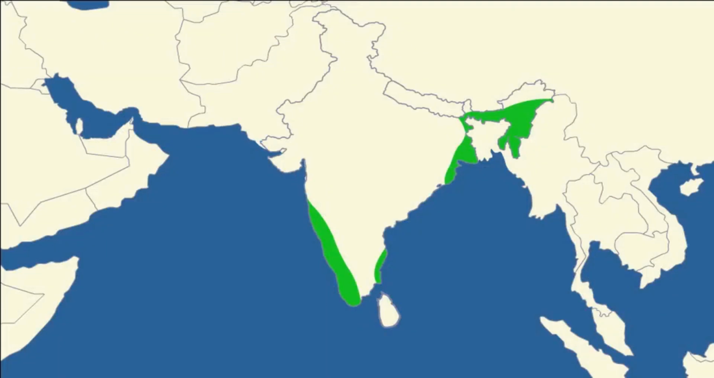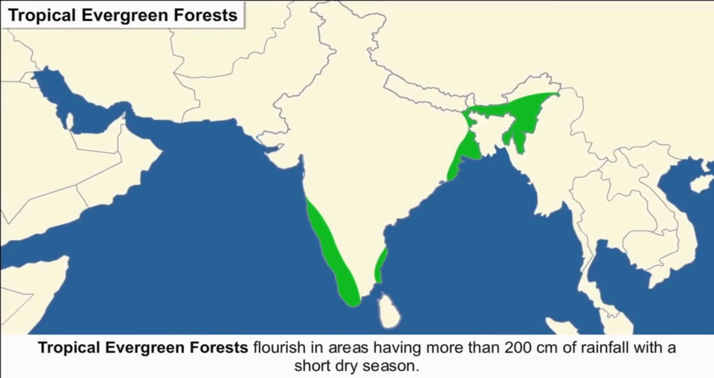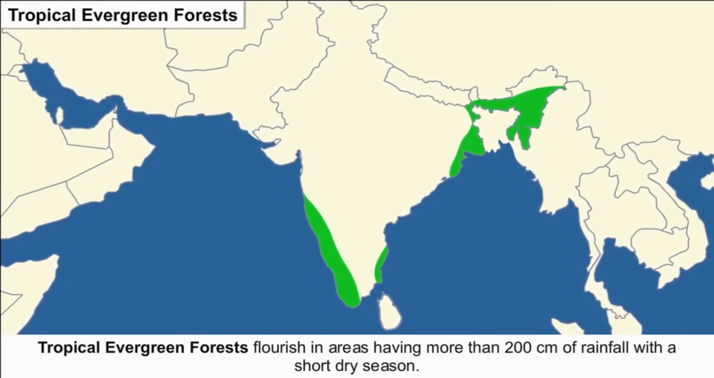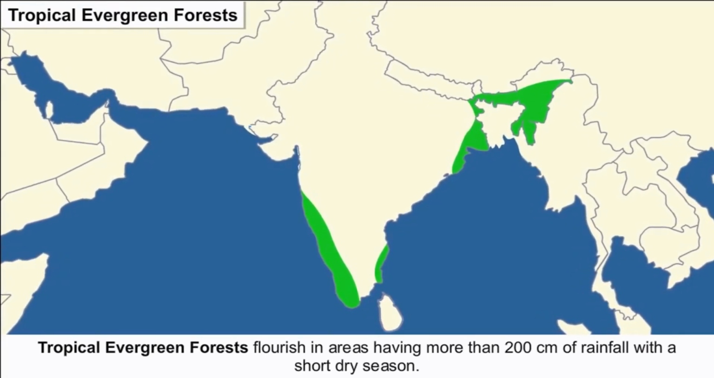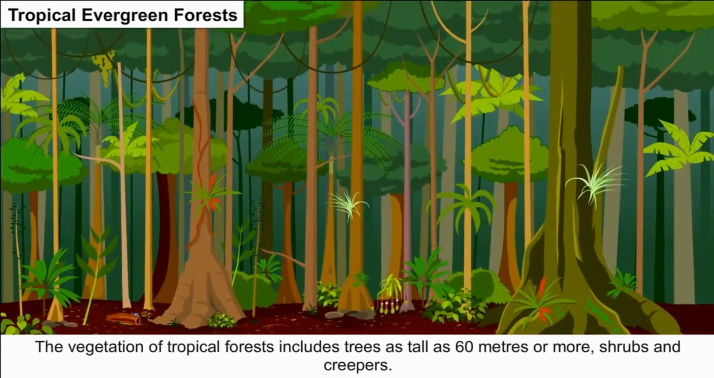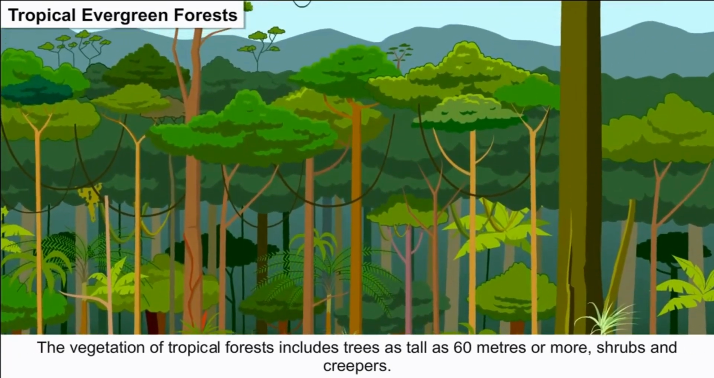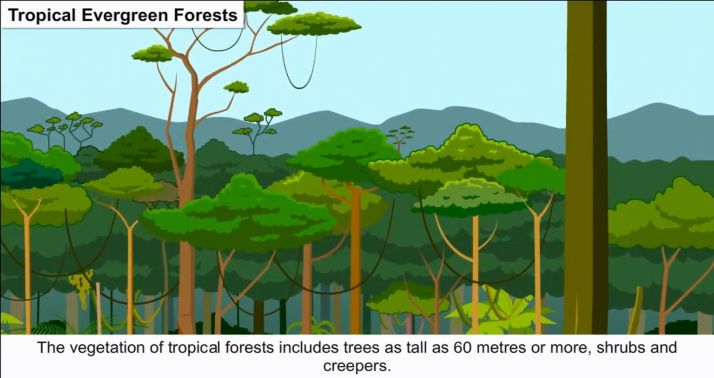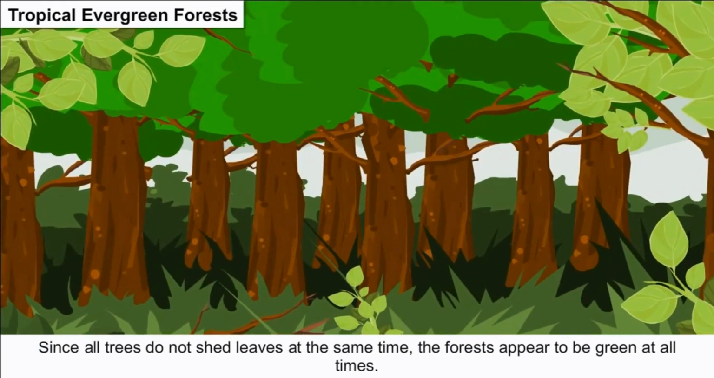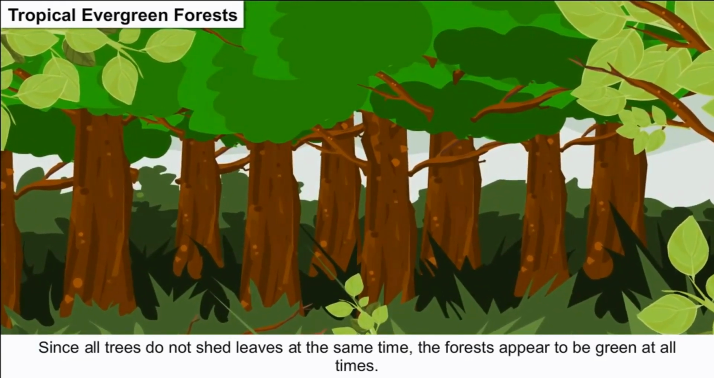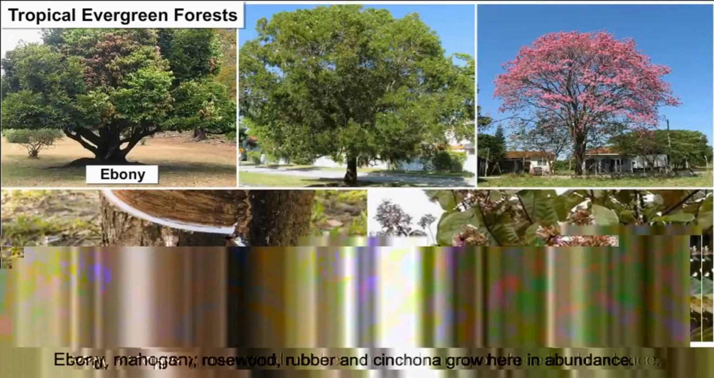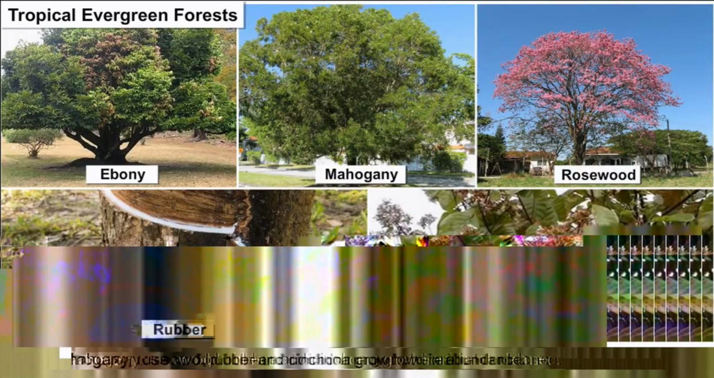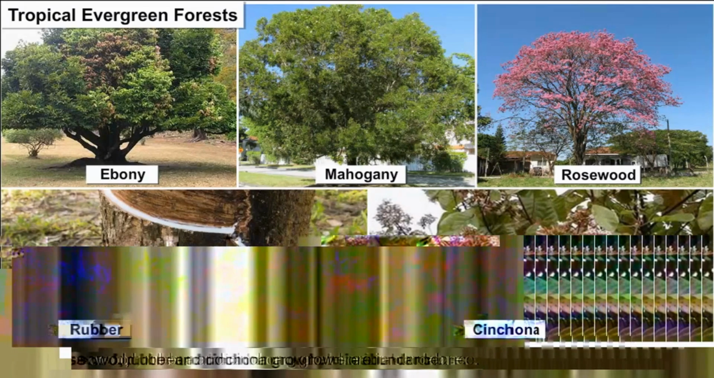5 major types of vegetation found in our country are: 1. Tropical evergreen forests flourish in areas having more than 200 centimeters of rainfall with a short dry season. The vegetation of tropical forests includes trees as tall as 60 meters or more, shrubs and creepers. Since all trees do not shed leaves at the same time, the forests appear to be green at all times. Ebony, mahogany, rosewood, rubber, and cinchona grow here in abundance.